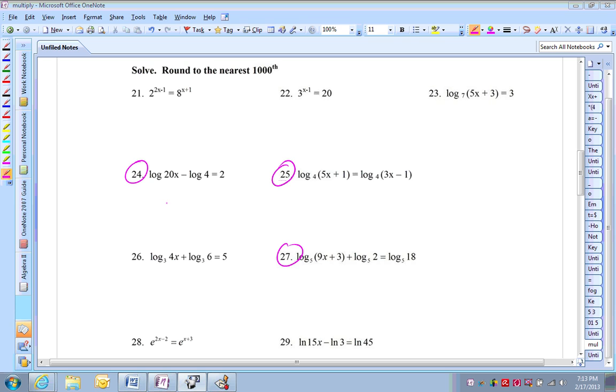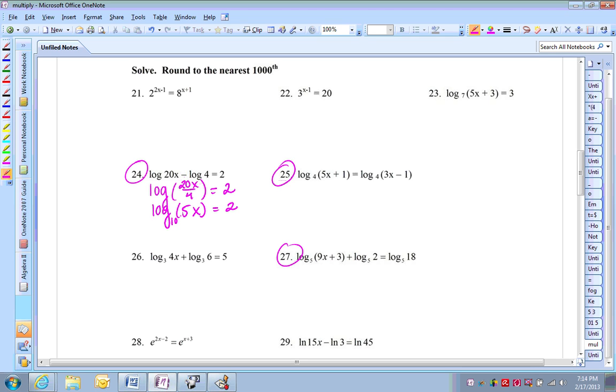Okay, on problem 24, they're asking us to solve for x and round to the nearest thousandth. And here we are subtracting 2 logarithms with the same base. So we're going to divide, just like we did in the very first section of our quiz. So we're going to rewrite this as log of 20x divided by 4 equals 2. Now this becomes log of 5x equals 2. And remember, if there's no base written on a logarithm, it is assumed to be 10. So our base here is 10.